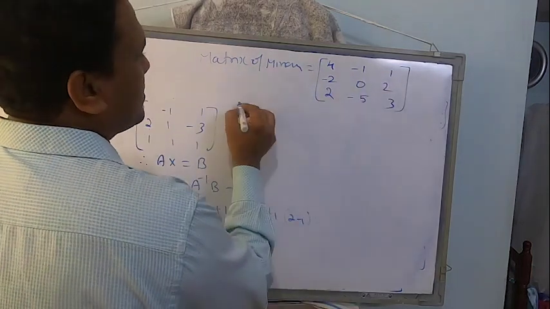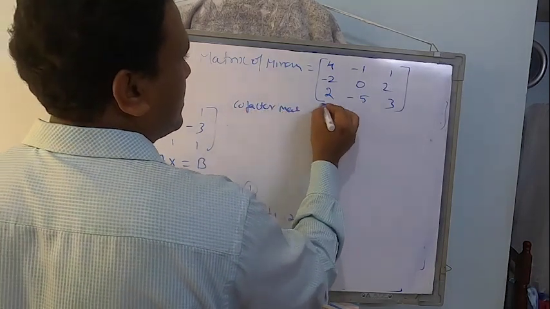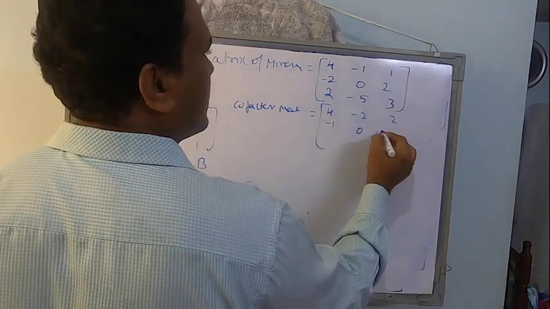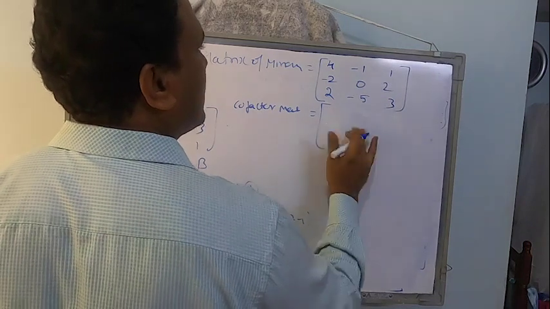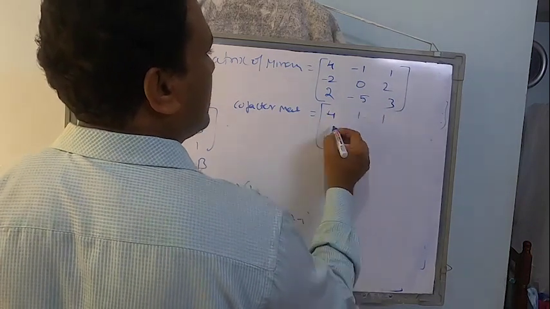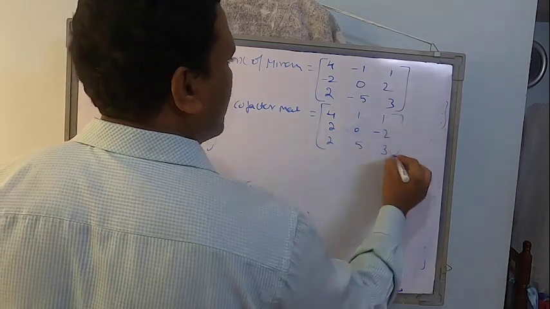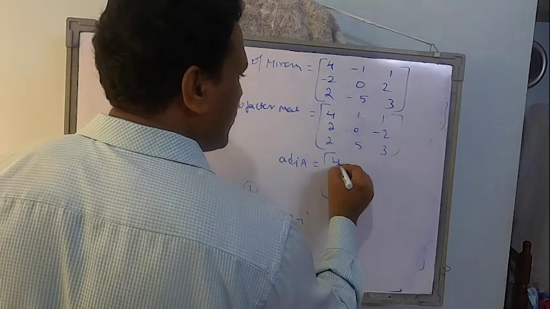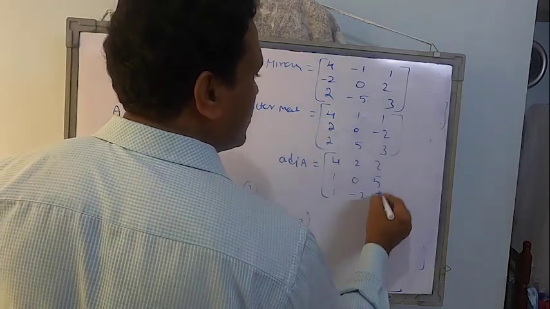Multiply with the sign matrix. So the cofactor matrix will be 4 minus 2 2, minus 1 0 minus 5. Sorry, I didn't multiply, I guess. Sorry for that. 4 1 1, 2 0 minus 2, 2 5 3. Now take the transpose of this, that is called the adjoint. 4 2 2, 1 0 5, 1 minus 2 3.